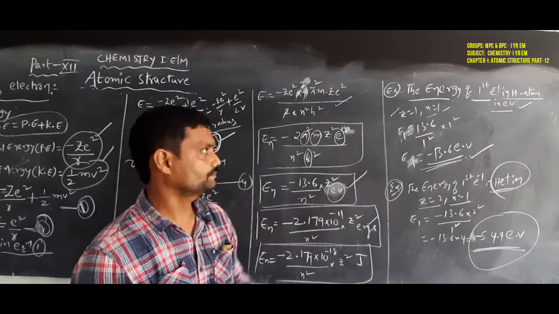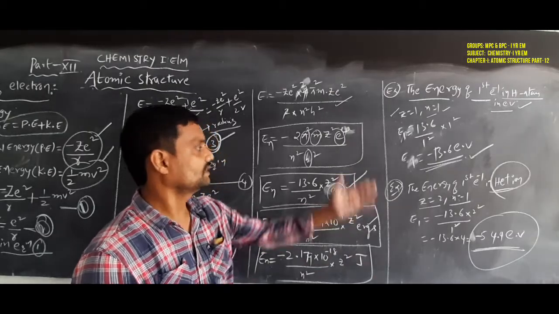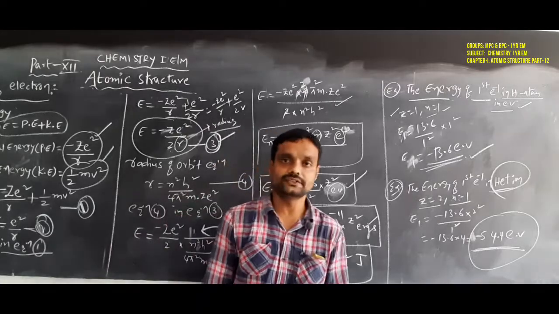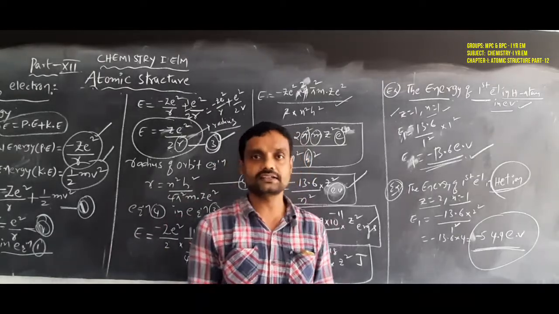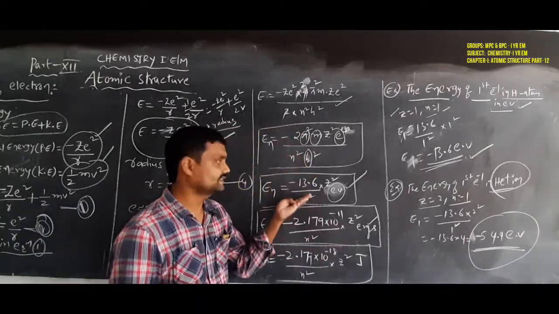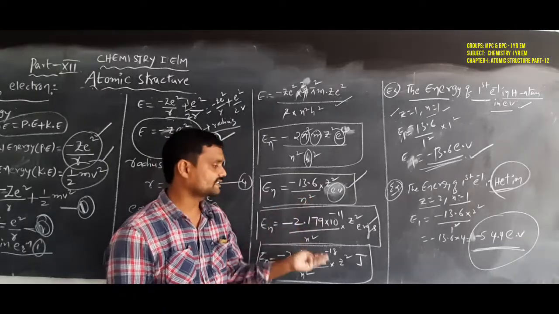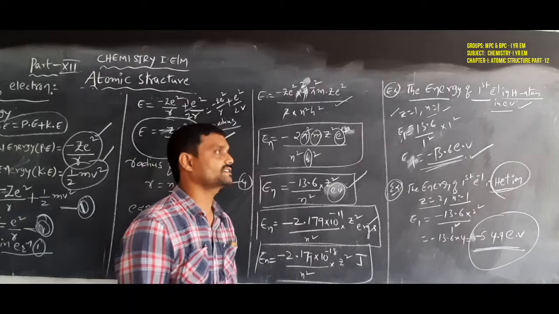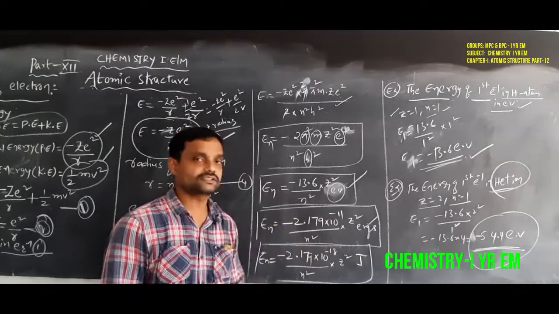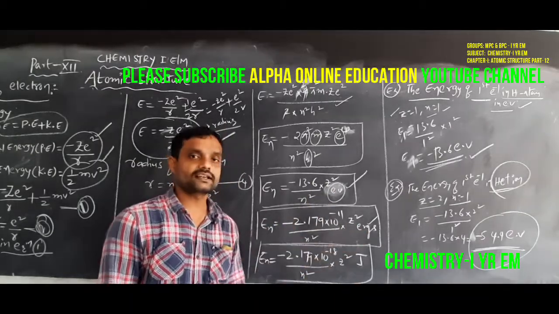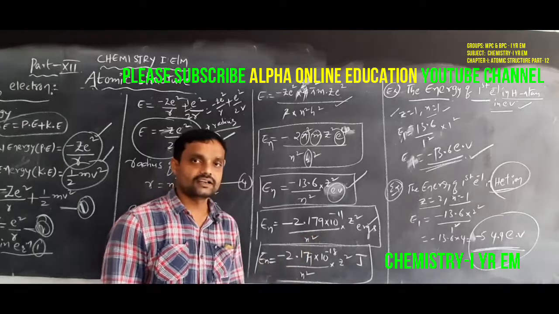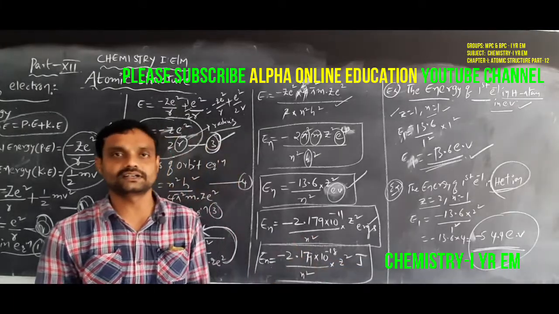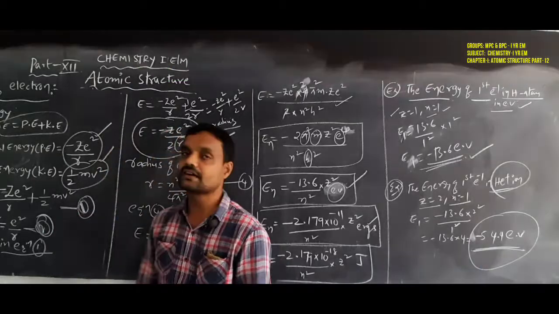Here we observed two types of questions, how they are asked from the exam point of view. So this is the energy of an electron and its values in electron volts, ergs and joules. In a given problem, if they ask for electron volts, we use this formula. If they ask for ergs, we use this formula. If they ask for joules, we use this formula. So this is about the energy of an electron.